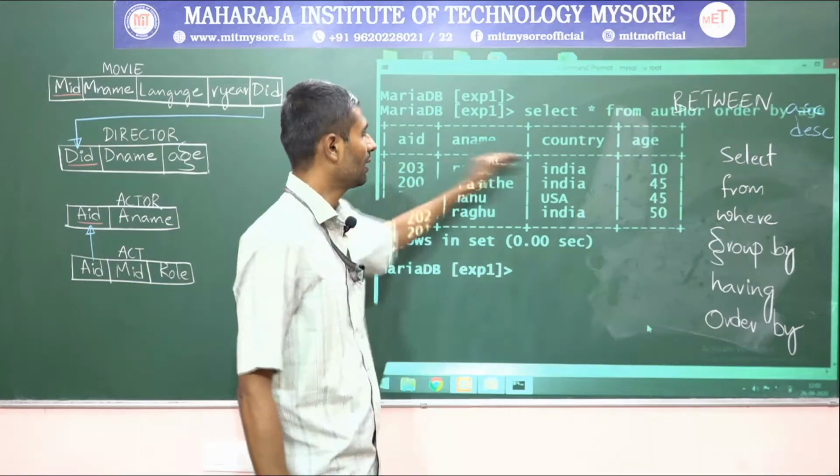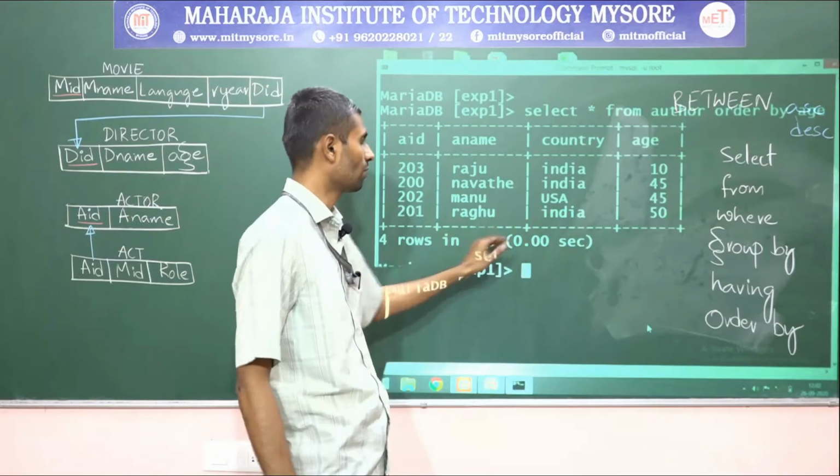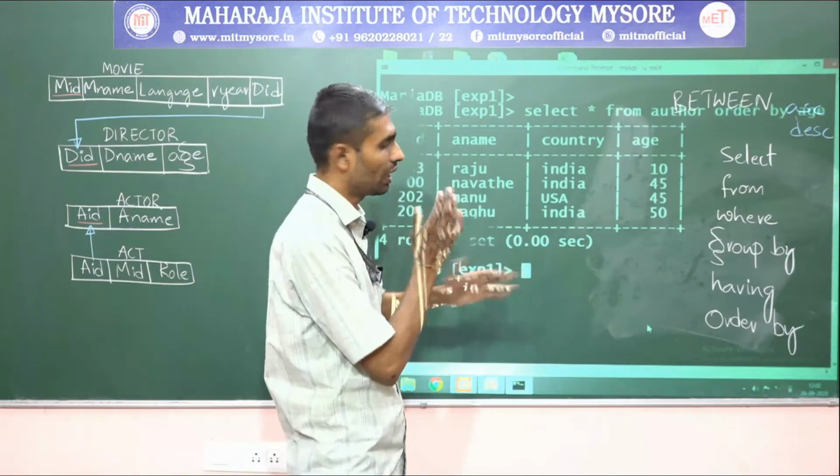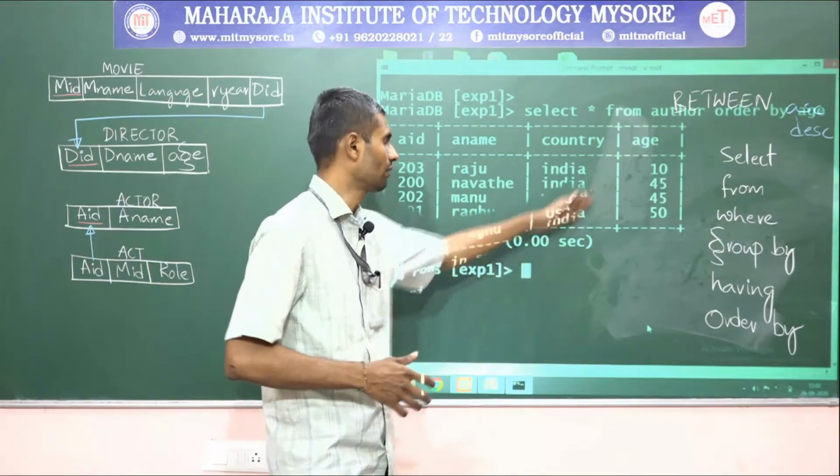So 203, 10, that comes first. 245, 202, 45, 201, 50, right? We get that the whole order will be what changed, right? Now we are in an ascending order of the age column.